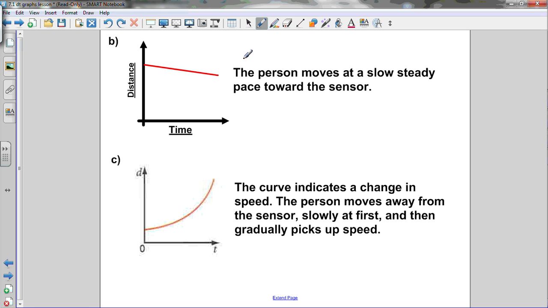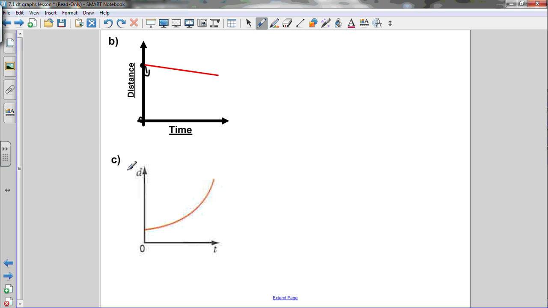And how I would describe that, so the person moves at a slow, steady pace towards the sensor, and that's fine. Now let's look at the next one.